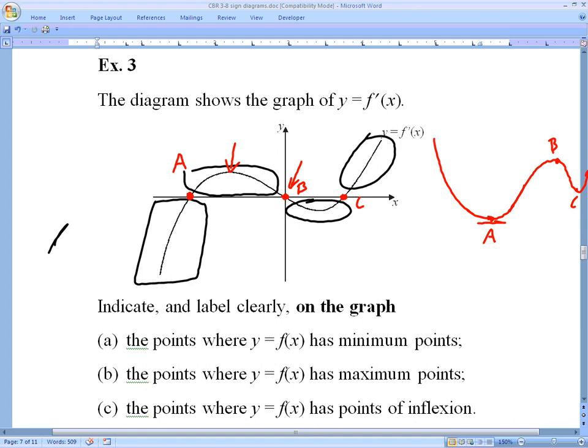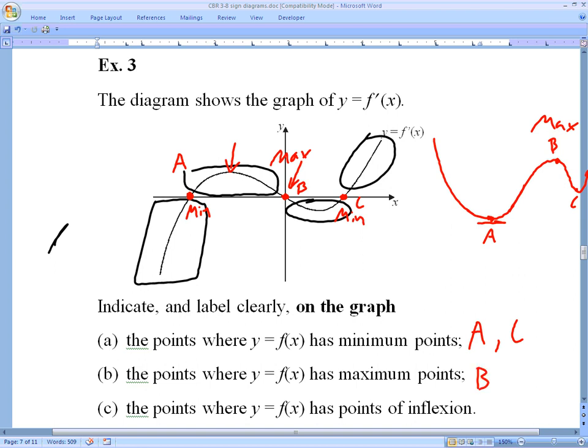So where do we have minimums? We have minimums at what I have labeled A and C. So right here would be a minimum, and right here would be a minimum. And point B on the original graph, on f of x, is actually going to be a maximum. Again, we can see that here on this sketch. So that was point B.